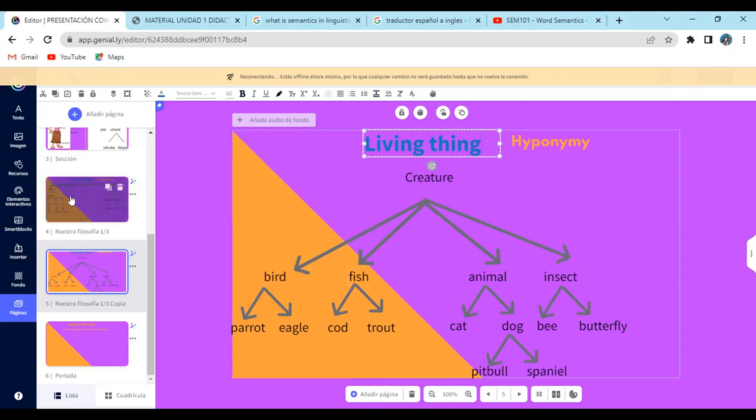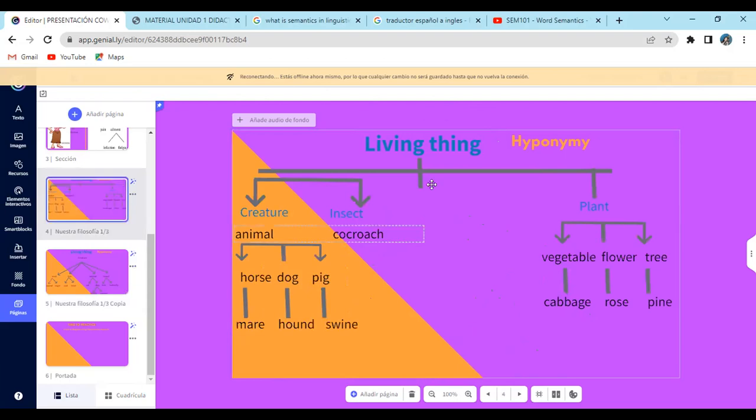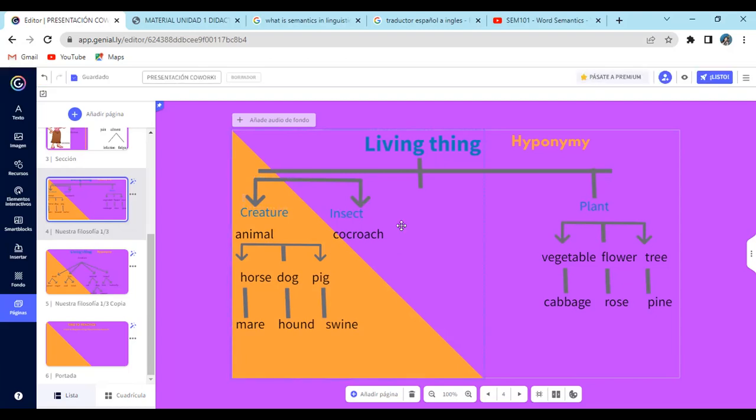This is the second one, and this is the first one. I said, if you want to create your diagram using this model, you can do it. There is no problem. Arrows, las flechas, the arrows. And you can create an example, but just using the words living thing. You can use creature, insect, and plant, but you are going to describe them with other words, not the same words that I added there.